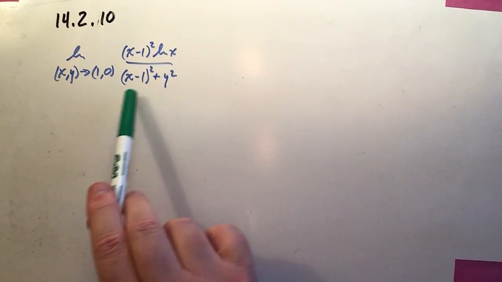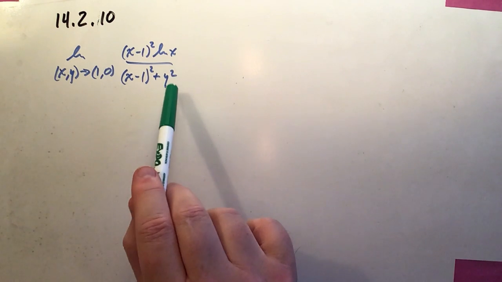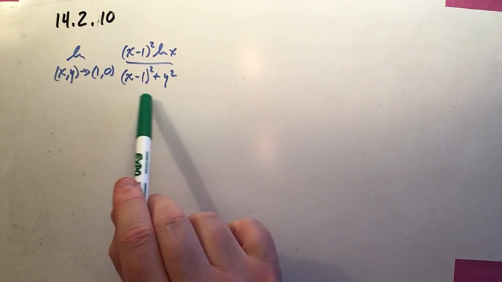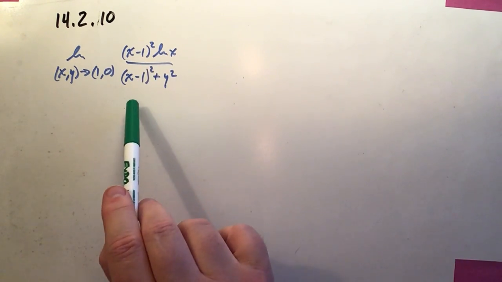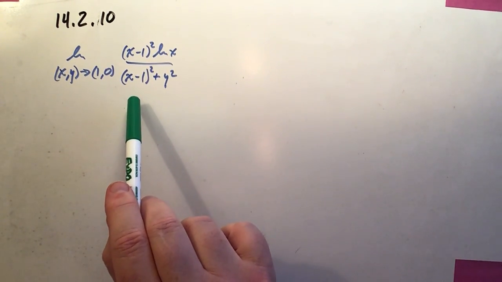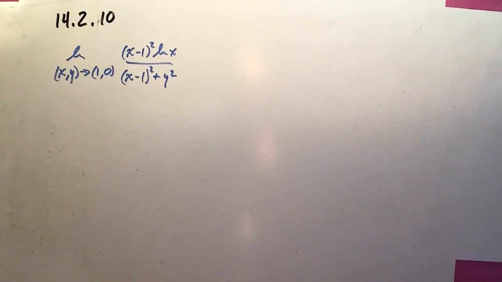Once again, direct substitution doesn't work. We end up with 0 over 0. And so I'd have to look to simplify. And while no, there's no way this is going to factor and have anything cancel. So I'm going to try approaching it from 3 directions.